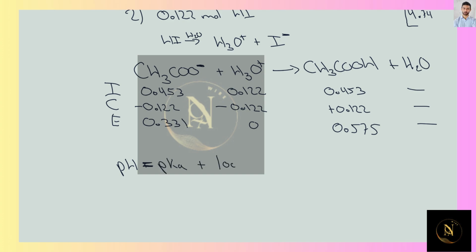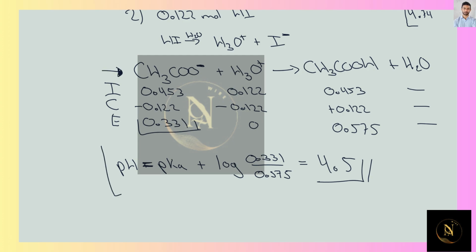Plus, in this case, the logarithm becomes 0.331 over 0.575, giving a pH equal to 4.5. So the net ionic equation that you're going to actually answer here is this one. And if they ask you later to calculate the pH, that's how you do it.